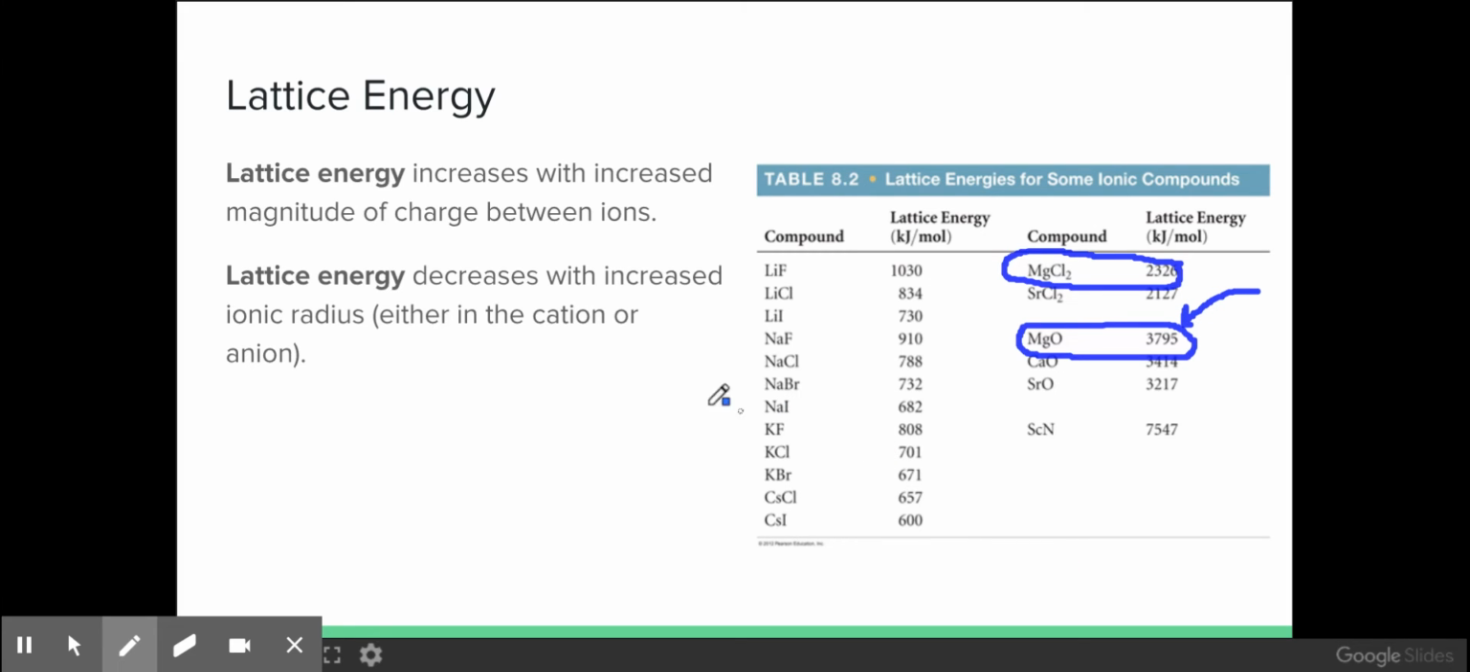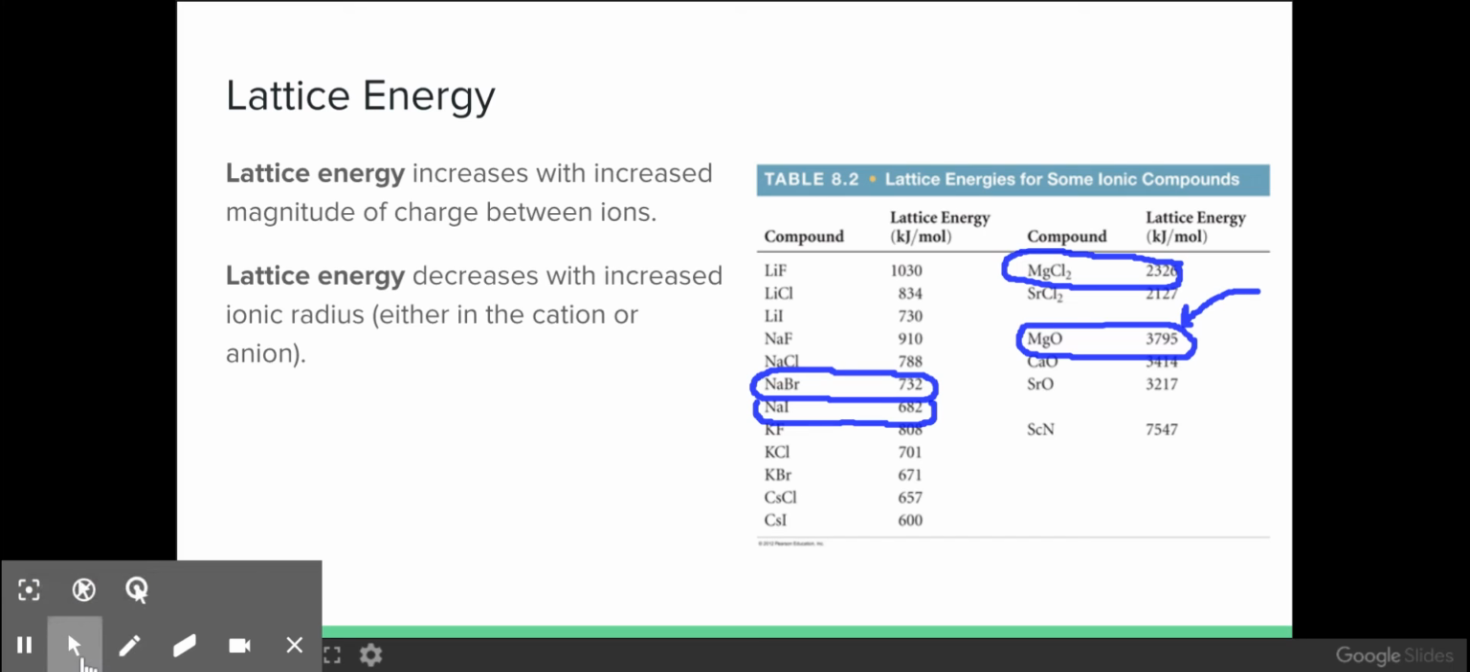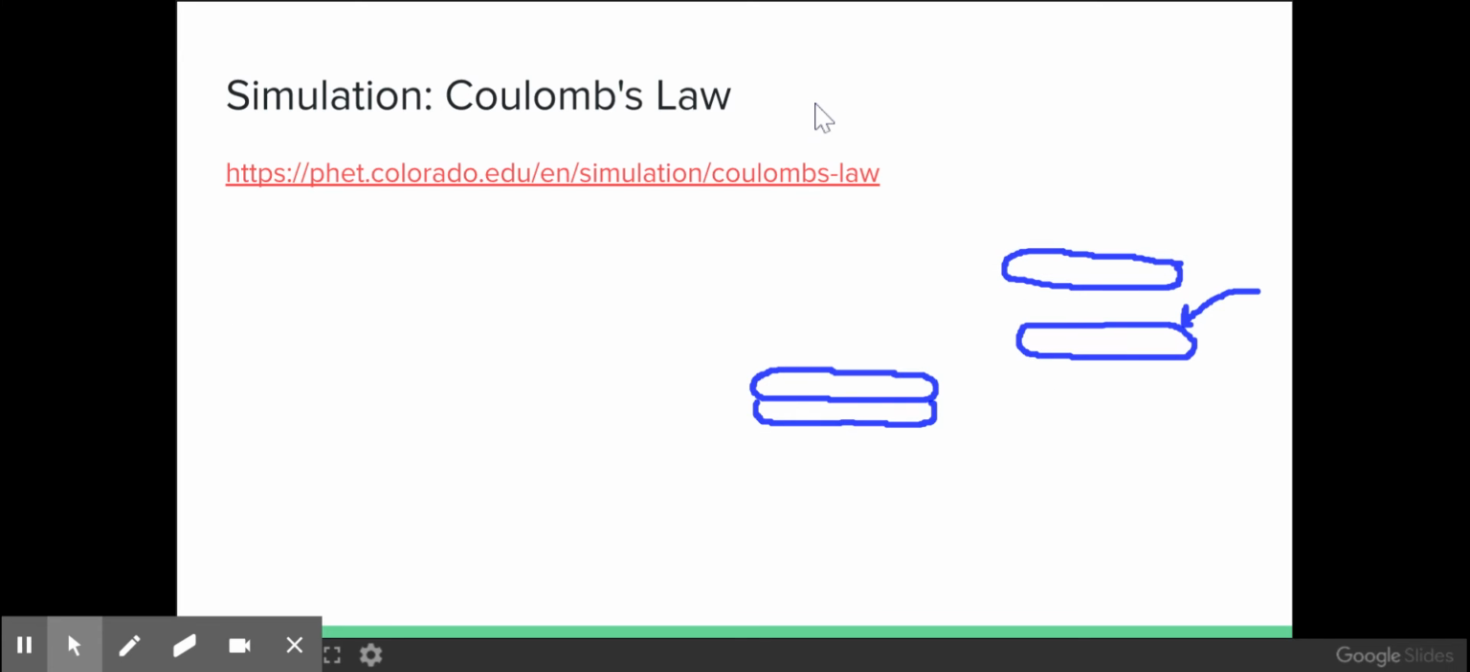The other thing we can investigate here is two compounds that have similar charges but different sized ions. So you can see here, sodium bromide has a lattice energy of 732 kilojoules per mole. Sodium iodide, we're talking about similar charges, right? +1, +1, -1, -1. But iodine, the iodide ion, is a little bit bigger, which causes the force of attraction to actually go down. So those are the two trends that I notice, and there are some deviations from this rule. We're not going to get into those deviations right now.